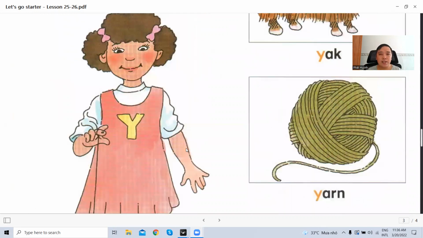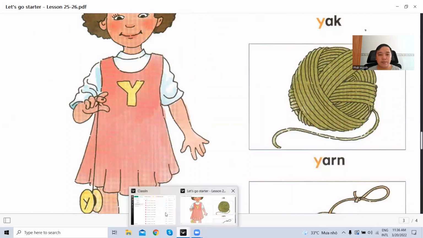Now listen to a recording. Vậy chúng ta nghe cái recording nha.